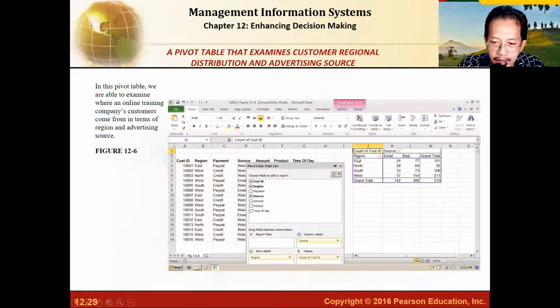Okay, you can see here in the East region, in this training company, this is an online training company, the customers know about the trainings, 24 in the East region through email and 77 through the web, and total 101, and so on. You can change the parameters here, change into not region and source, but region and product, or let's say payment and amount and so on. And then you would be getting a different perspective of the data.